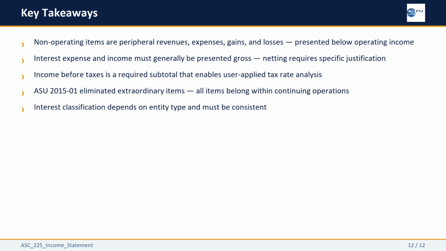Let us bring it together. Non-operating items sit below operating income and capture results from activities peripheral to the core business. Gross presentation of interest is the rule, not netting. Investment gains and losses follow the ASC 320, 321, and 323 classification framework. Foreign currency transaction gains and losses are recognized immediately under ASC 830-20. Income before taxes is a required subtotal, never omit it. Extraordinary items are gone under ASU 2015-01. If you see them, escalate. Interest classification depends on entity type, applied consistently.